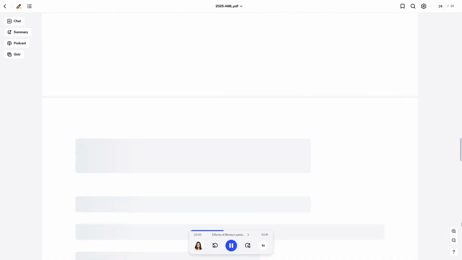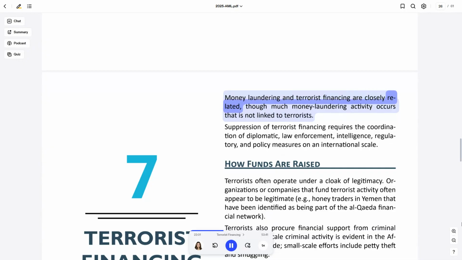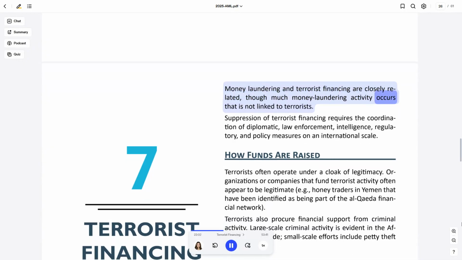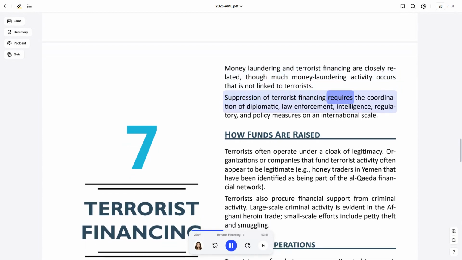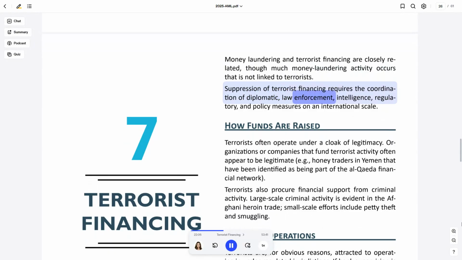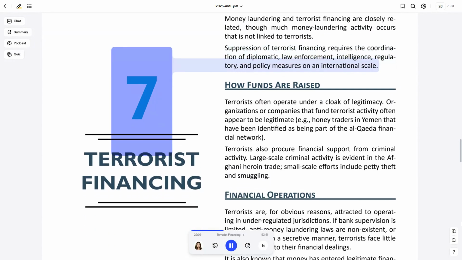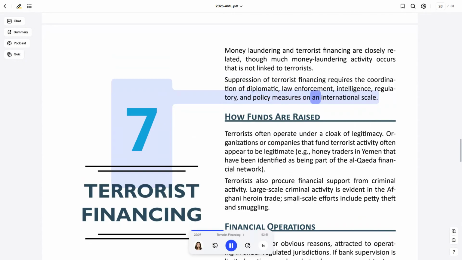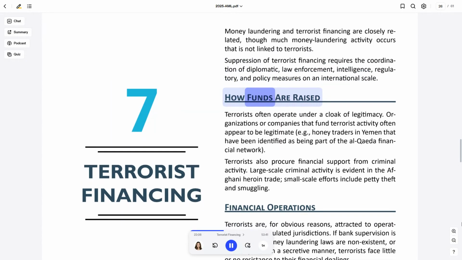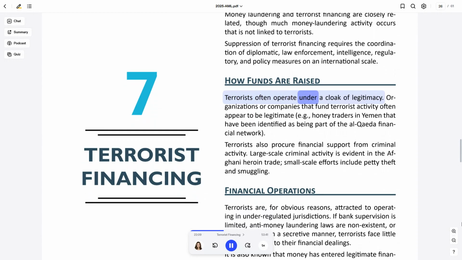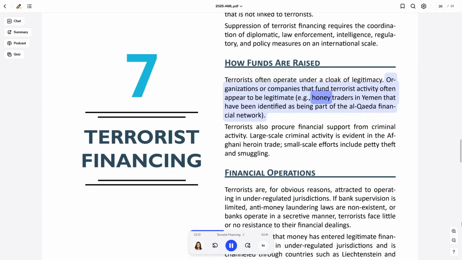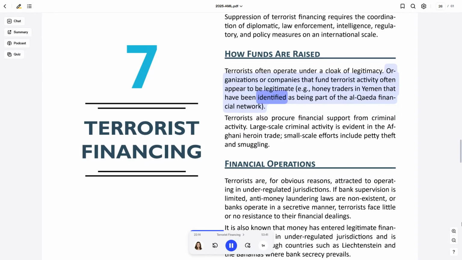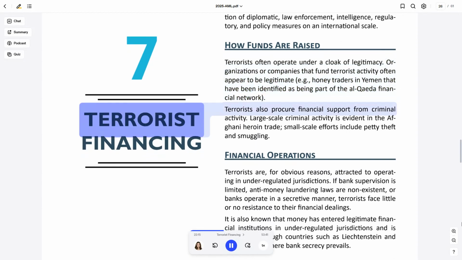Money laundering and terrorist financing are closely related, though much money laundering activity occurs that is not linked to terrorists. Suppression of terrorist financing requires the coordination of diplomatic, law enforcement, intelligence, regulatory, and policy measures on an international scale. How funds are raised. Terrorists often operate under a cloak of legitimacy. Organizations or companies that fund terrorist activity often appear to be legitimate, for example, honey traders in Yemen that have been identified as being part of the Al-Qaeda financial network.